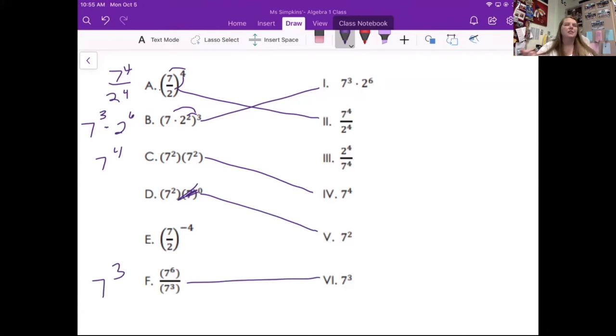And by process of elimination, I hope that you found that E went with the 3rd one. But because it's to the -4 power, we have 7 to the -4 over 2 to the -4. But I talked about if they're negative, we want to flip it or change it to its reciprocal. So the reciprocal of this would be 2 to the +4 in the numerator and 7 to the +4 in the denominator. And that's how you get that answer of number 3.